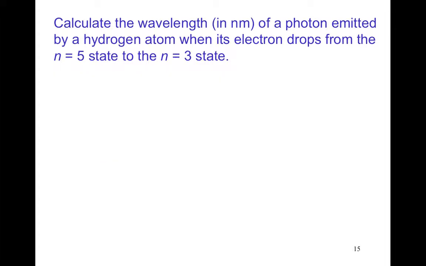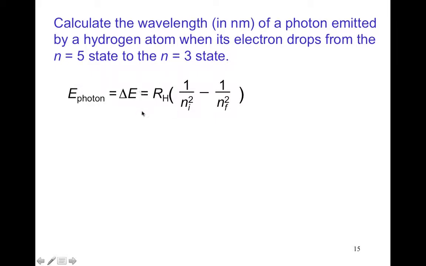So we could use this for something like this. The wavelength in nanometers of a photon emitted by a hydrogen atom when its electron drops from n equals 5 to n equals 3. And so our energy of a photon is going to be equal to our change in energy when that electron actually makes the drop. The Rydberg constant is given to you, and then we have our initial n and our final n. And so those aren't too bad.